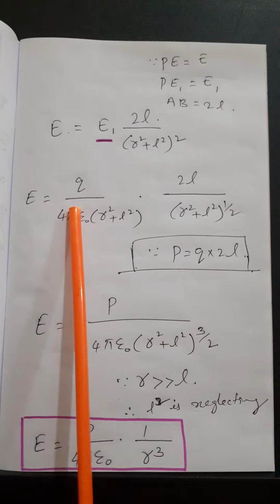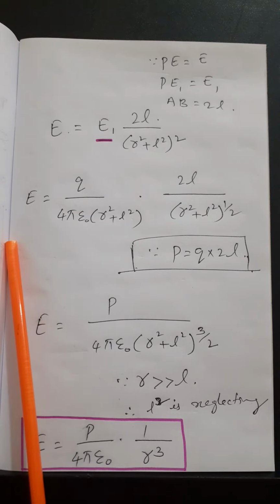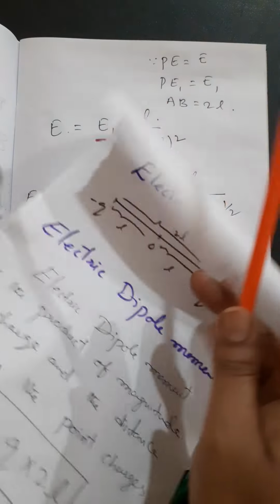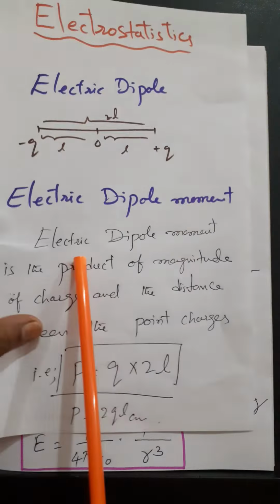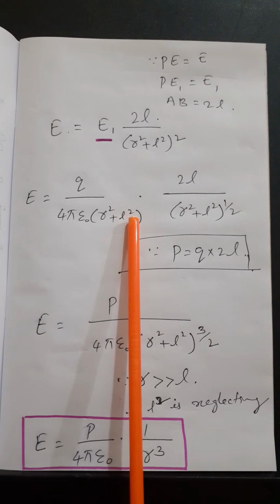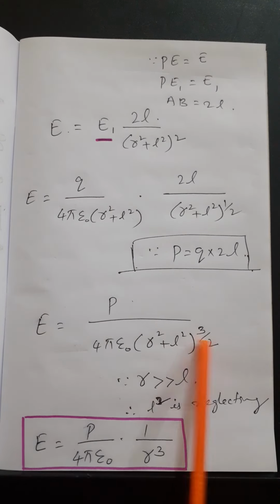Now we know that the electric dipole moment is the product of the magnitude of one of the charges and the distance between the two charges, that is P. So I can replace q times 2L as P. That's why E is equal to P by 4 pi epsilon naught (r square plus l square), with the power of half and the power of 1 combining to the power of 3 by 2.